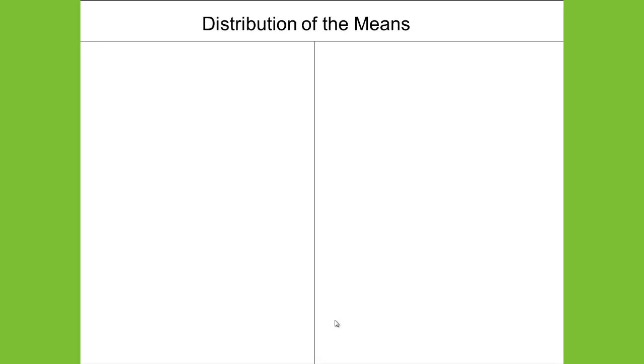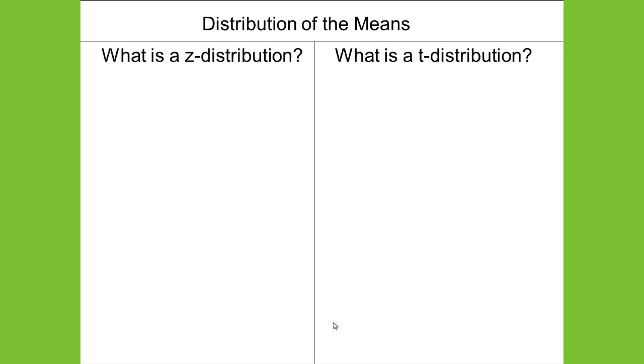Distribution of the means. To begin this video, I will make the assumption that you have already talked about confidence intervals and have used the z-distribution to construct your interval. When we have a distribution of the means or sample means, we have two types that we will be looking at, and what we want to discuss now is what is a z-distribution and what is the t-distribution. What are the things that make them similar and what are the things that make them different?